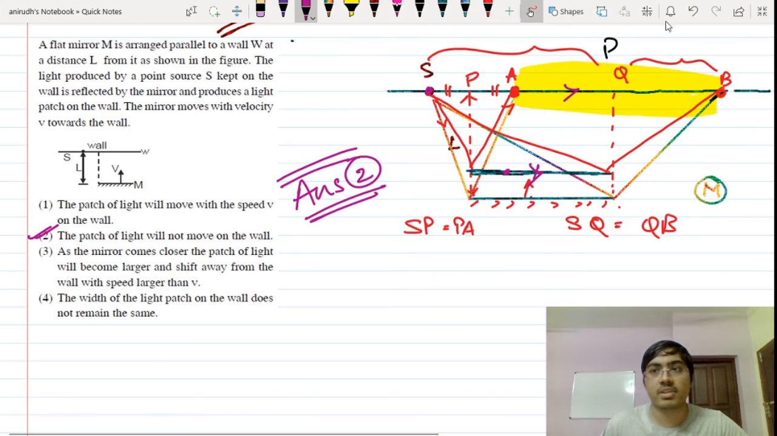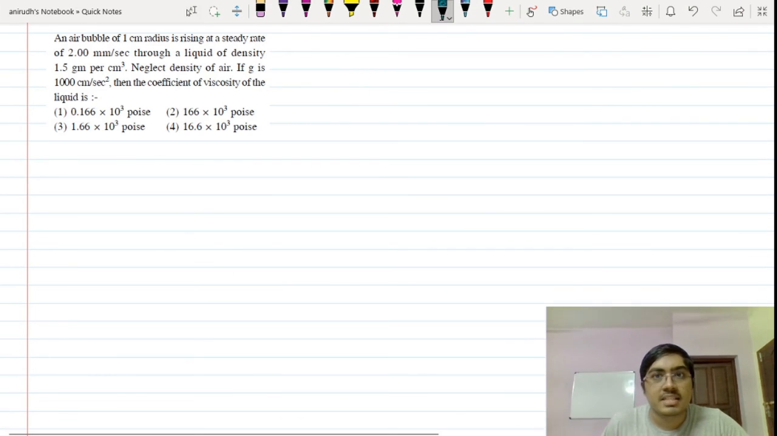So let's go to the next question. If you see this question from fluid mechanics, again a very typical question, but a very conceptual based question. Most of the questions in NEET will be like this, so I thought of taking these kind of questions today.